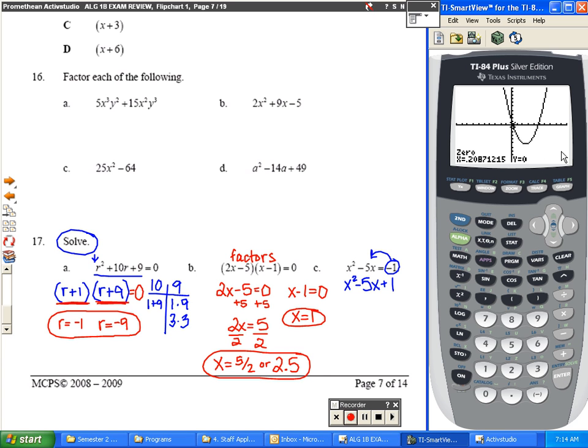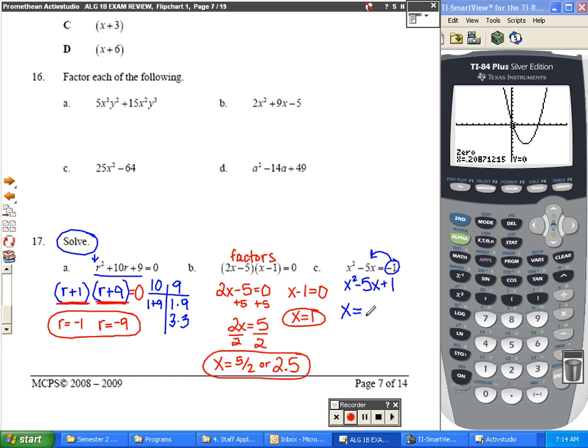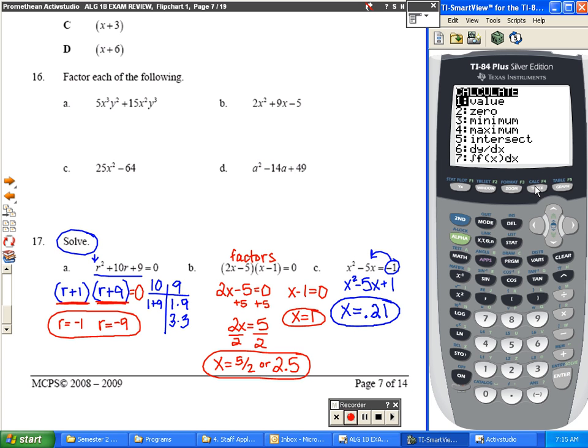So it looks like my first answer is 0.208. Why don't we round that? Let's say that's x equals 0.21. So that's one answer. Now we're going to go and figure out what the other cross is. So I repeat the same steps. I do second, trace, go down to number 2, which is 0, because I'm trying to find the zeros.